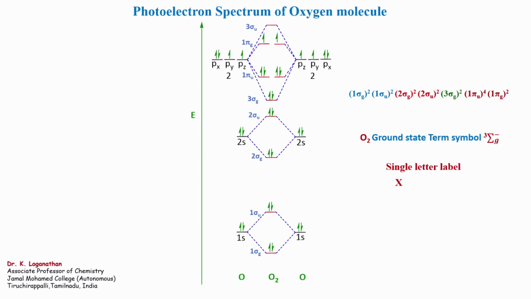Excited states of the same multiplicity are labeled in ascending order of energy with the capital letters A, B, C, etc. Excited states having different multiplicity than ground state are labeled with lowercase letters a, b, c, etc. Therefore, the ground state of oxygen molecule is also expressed by single letter label X with the term symbol. Hence, the ground state is X ³Σg⁻.